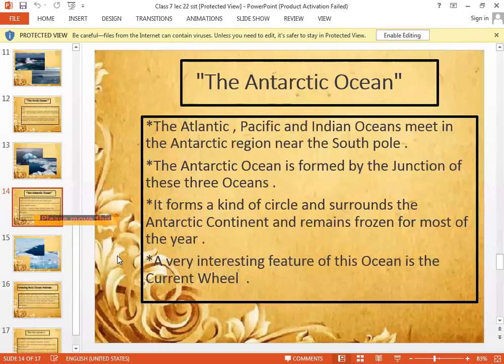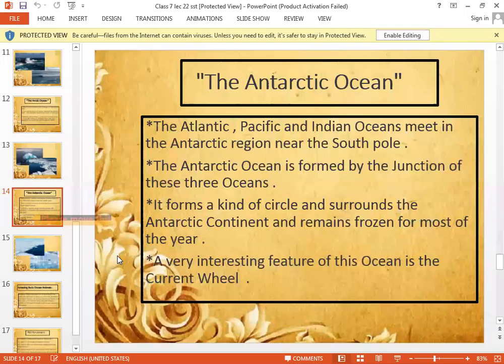So look at your book. Once again, I want to explain this point from your book. So underline the whole paragraph. The whole paragraph of the Antarctic Ocean is the most important paragraph. The Atlantic Ocean, Pacific, these things are very important. Please remember these points, underline these points. Which oceans meet there? The three largest oceans of the world meet here. The Atlantic, Pacific, and Indian Oceans meet in the Antarctic region near the South Pole.